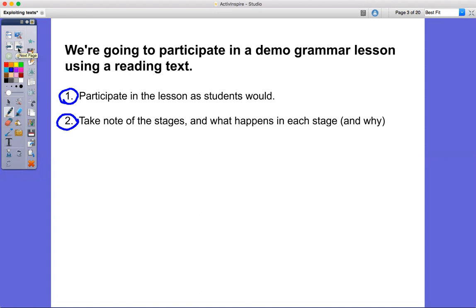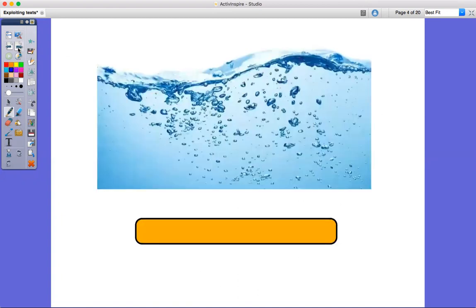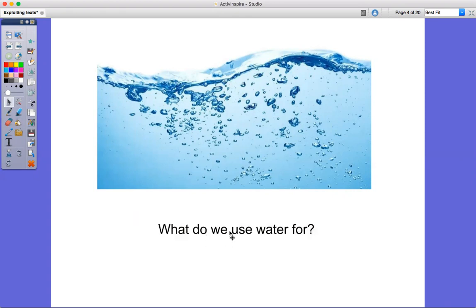So then you tell the teachers, okay, I'm going to start my demo lesson now. And we start with this picture and we elicit, what is it? And of course they say water. Put the teachers into pairs and give them this question. What do we use water for? Give them time to answer together, then get some feedback. Just a few answers. This, of course, is our context stage.